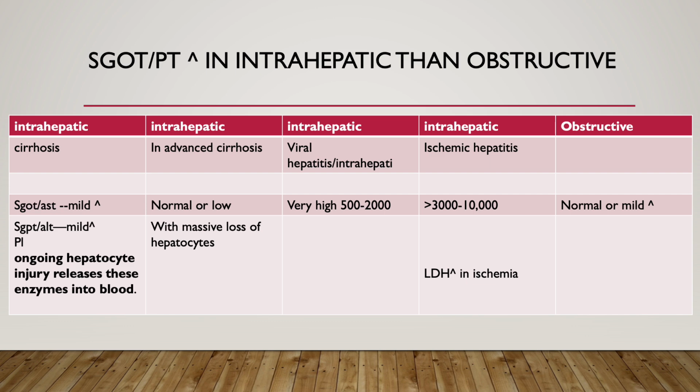So if the problem is inside the liver, the SGOT/SGPT are elevated because there is injury to the hepatocyte. Whereas if it's obstructive, the problem is outside the liver, post-hepatic, so SGOT/SGPT is only mildly elevated. And in ischemic hepatitis, because of hypotension, LDH will be high.